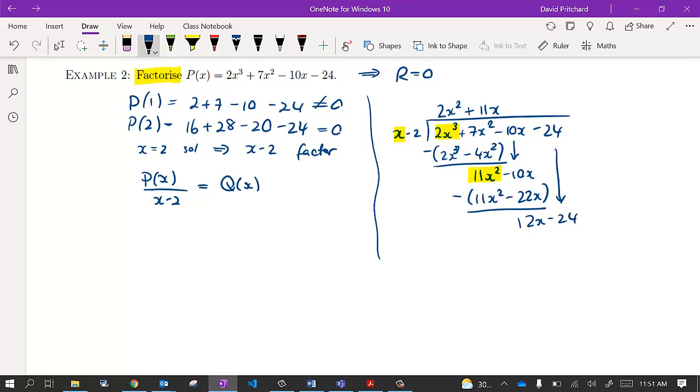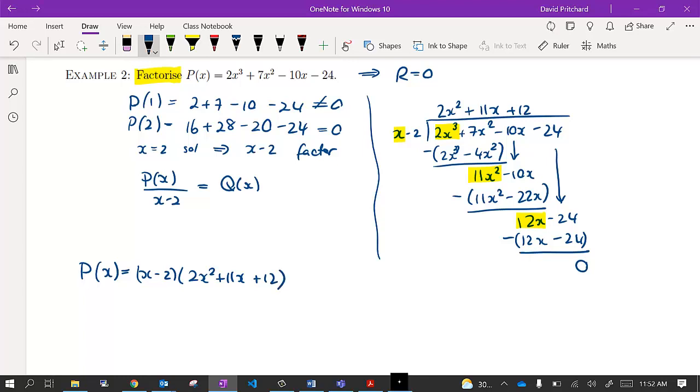All right, last step, leading term is 12x. 12x divided by x gives me 12. And then we can subtract 12 by x take 2, which is 12x take 24. Now I know I've done this right because this zeroes out completely. There's no remainder. So what we're saying now is that our polynomial can be rewritten as x take 2, that first linear factor, multiplied by this quotient, which is 2x squared plus 11x plus 12. Now our goal is we want to factorize this.